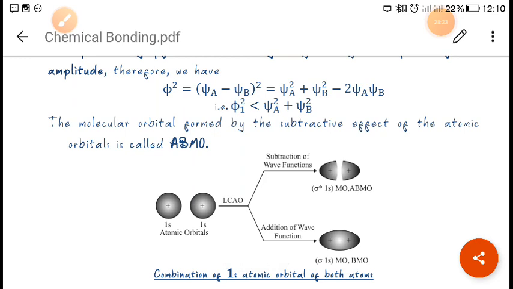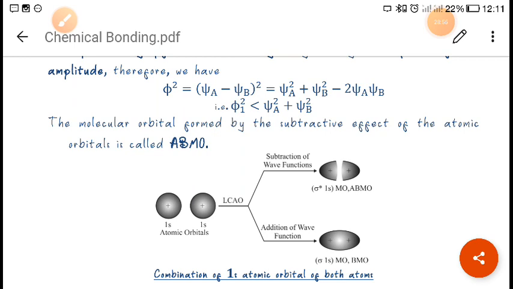The anti-bonding molecular orbital is formed when the electron waves of the combining atoms are not in phase. One possesses a positive amplitude while the other possesses a negative amplitude. In this case, the wave functions of the component atoms cancel each other and form a node between the nuclei.